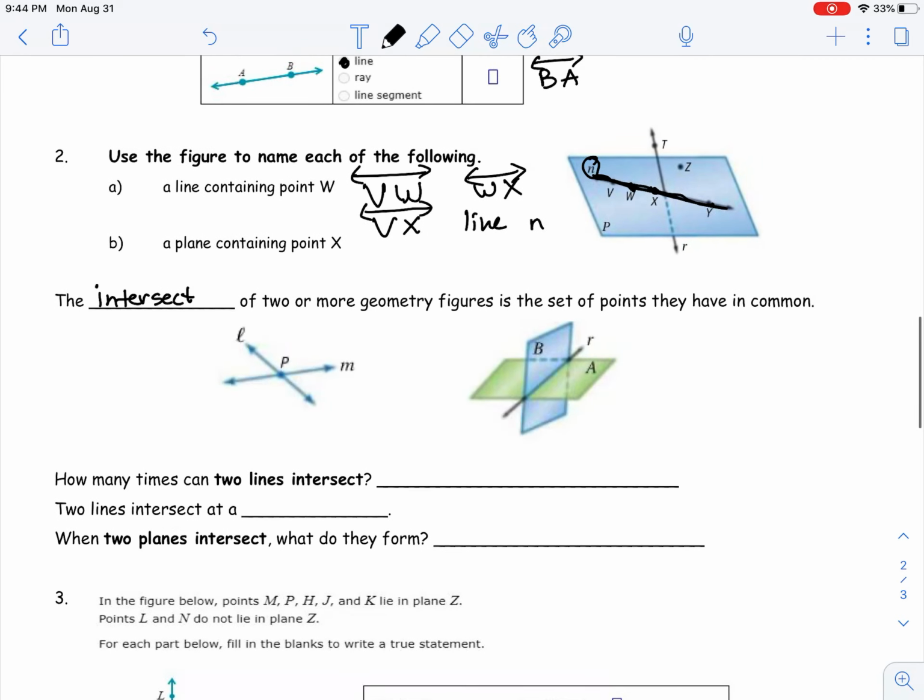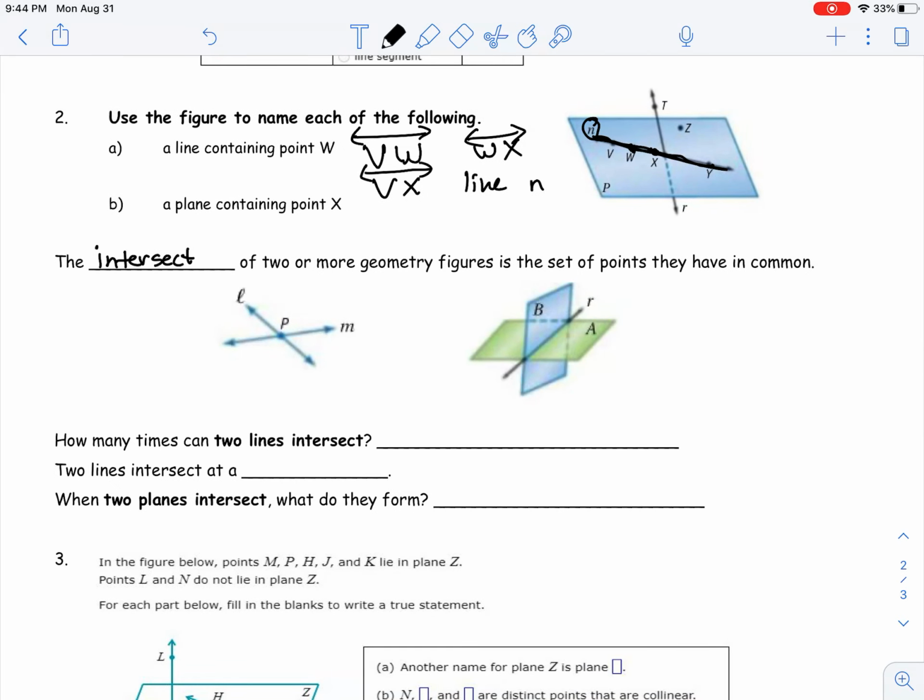That's talking about that line there, line n. Oops, I already had the next question answered in. The intersection of two or more geometry figures is the set of points that they have in common. Where do these two lines intersect, or where do they meet? That's at point P, right there.